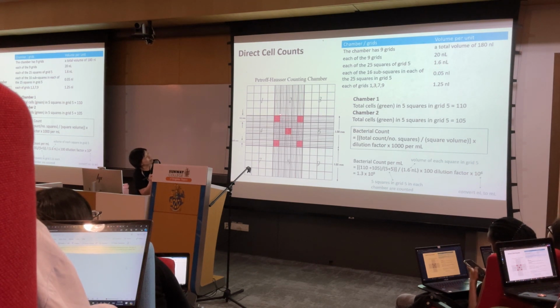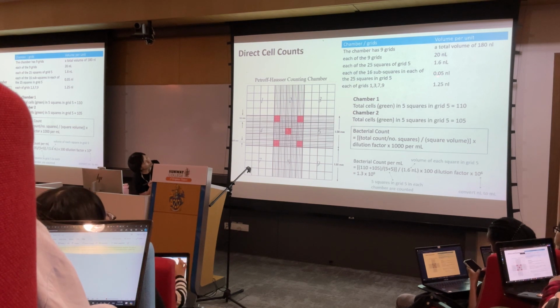As I say, the manufacturer already knows the volume when they are making this counting chamber. So when we put on a cover slip, each of these red squares in grid 5 has 1.6 nanoliter. And each of the 16 sub-squares in each of the 25 squares in grid 5 is 0.05. Basically, the small square inside this red square is 0.05.